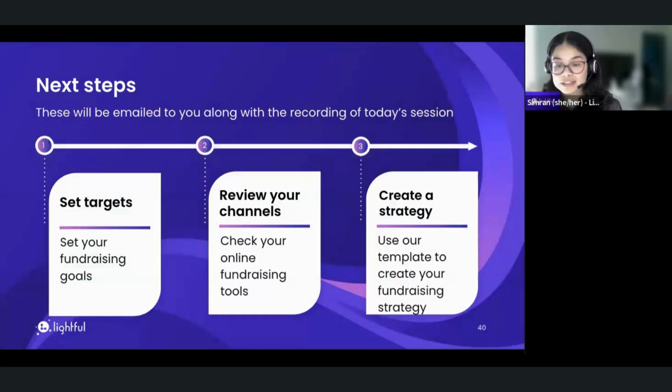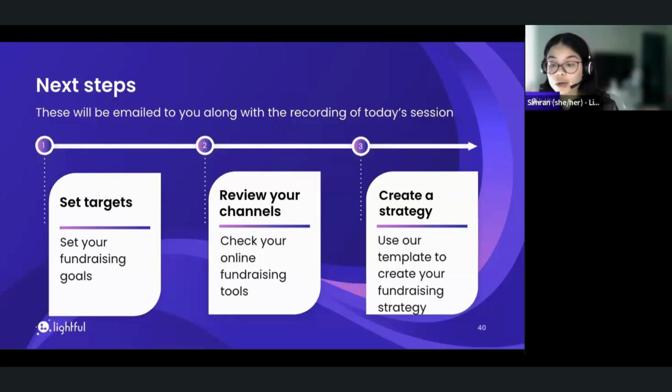So the next step is to first set your goals. You already started doing that on this call, but now you have more time to make your goals even smarter, so do take your time to do that. And then we would like for you to review and refine your channel. So make sure you are set up on the right online fundraising tools to suit your needs. Feel free to watch this recording back to see what Jasmine shared about the different fundraising platforms. And then also create your own fundraising strategy.